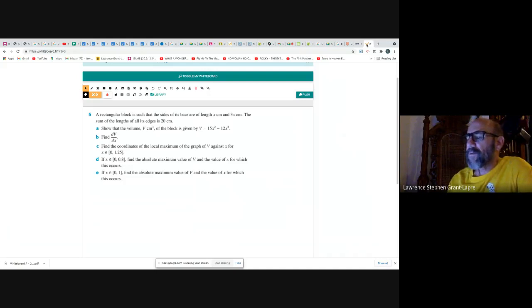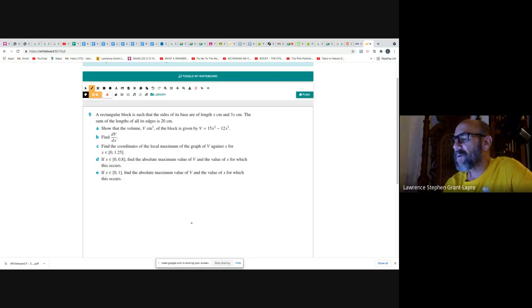Hello, I'm going to go through a question which is to do with derivatives and finding minimum and maximum values, optimal values using derivatives. Here we have a question which says a rectangular block is such that the sides of its base are of length x and 3x.